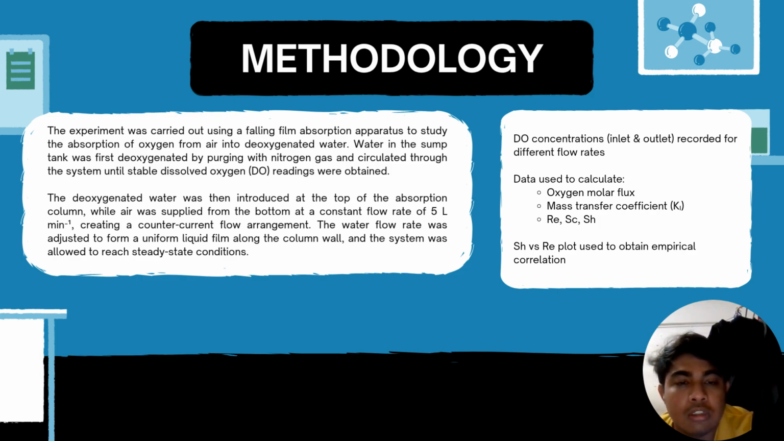Next, the DO concentration, inlet and outlet, was recorded for different flow rates. Our data was used to calculate oxygen molar flux, mass transfer coefficient, Reynolds number, Schmidt number, and Sherwood number. The Sherwood against Reynolds plot was used to obtain the empirical correlation. That's all from me.